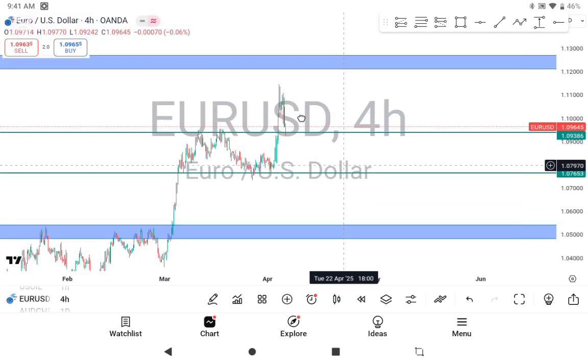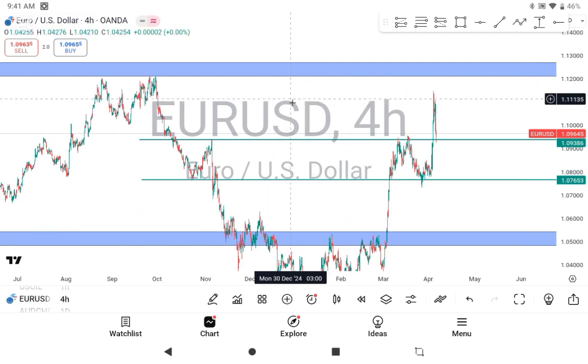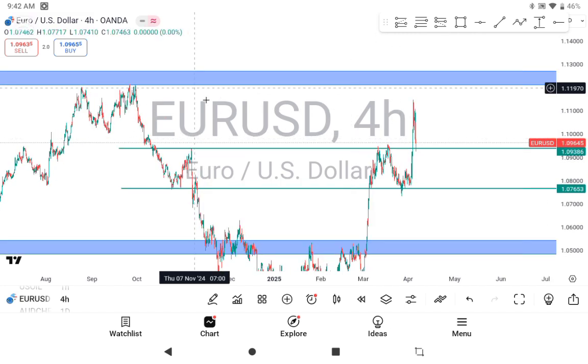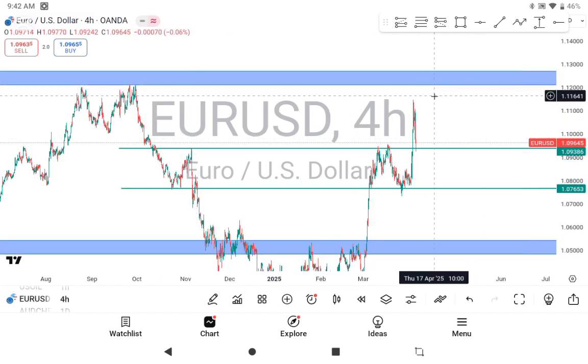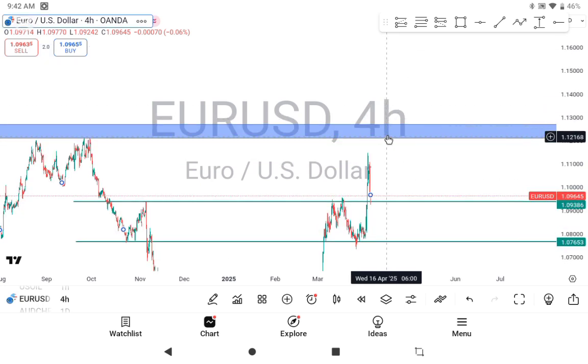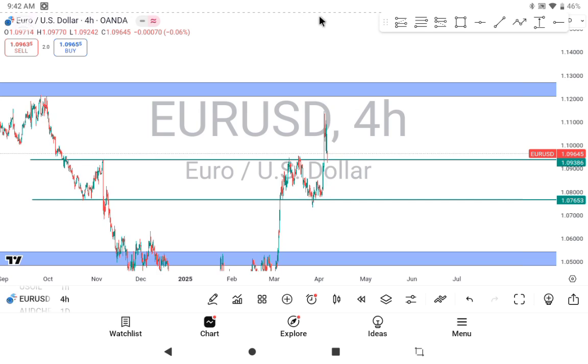So Euro USD is coming right here. When it gets to this key level of resistance, if we can see a trend reversal on this resistance level, it will push back down again. But if price gets here and breaks out of it, it's coming right here. So Euro USD will keep elevating from one level to another until it is tired of trending before pushing back down.